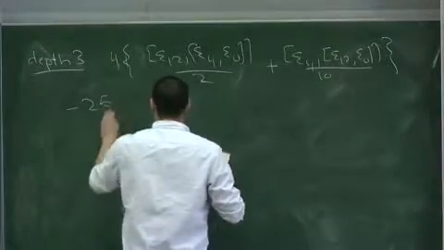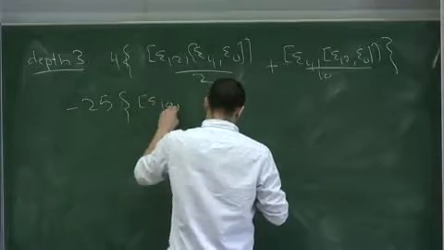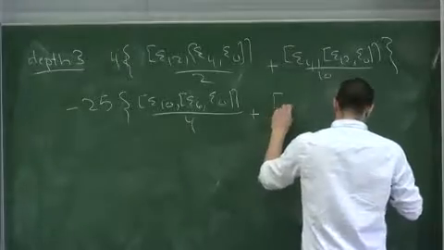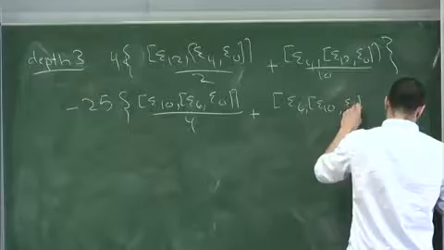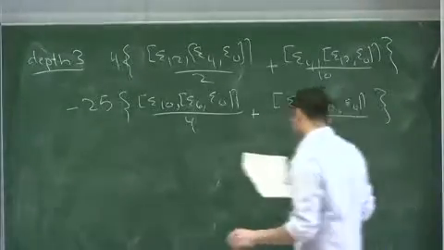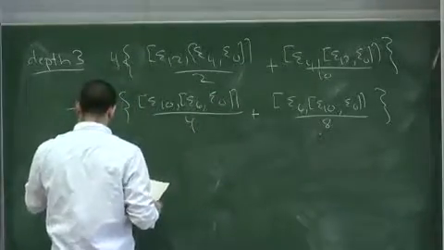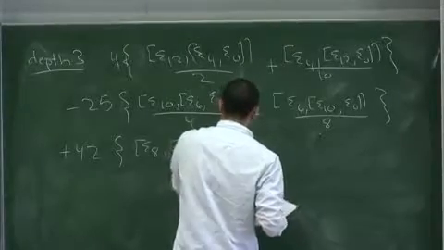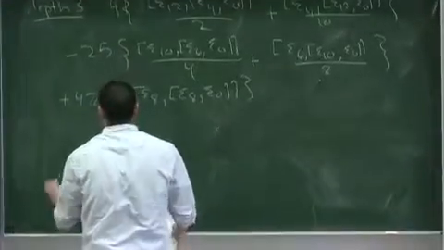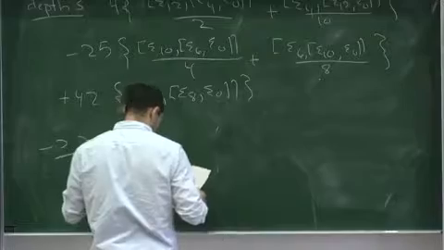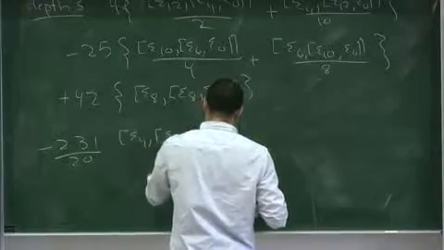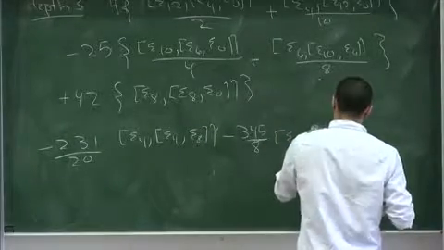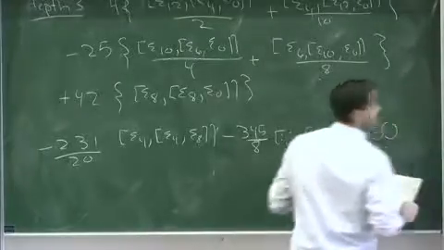minus 25. Once I'm done writing, the whole thing is going to be 0. Epsilon 10, so it would be a relation. Epsilon 6, epsilon 0, over 4, plus epsilon 6, epsilon 10, epsilon naught, over 8. Don't worry about these things in the denominator; I'll tell you in a second. Minus 231 over 20, epsilon 4, epsilon 4, epsilon 8, minus 345 over 8, epsilon 6, epsilon 6, epsilon 4. Okay, now I'm done.